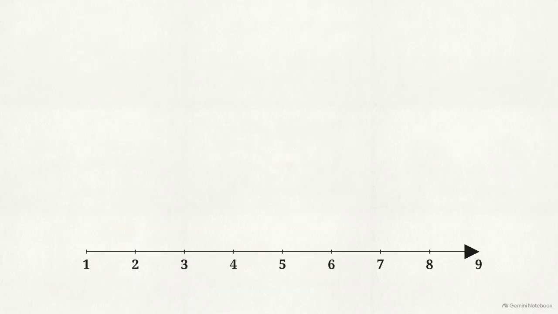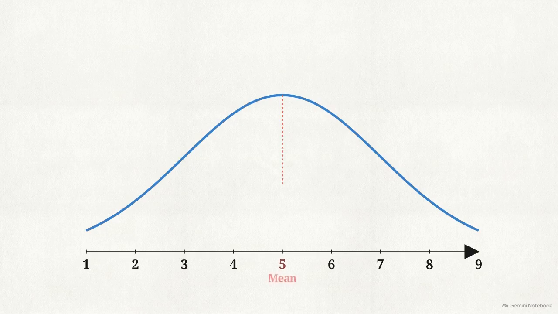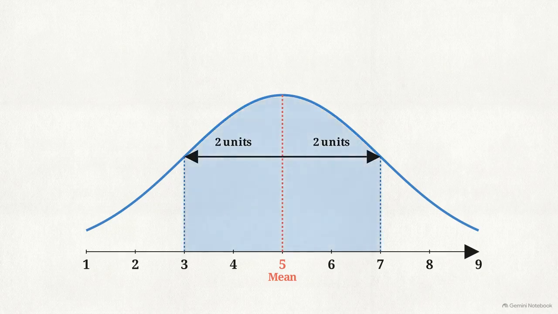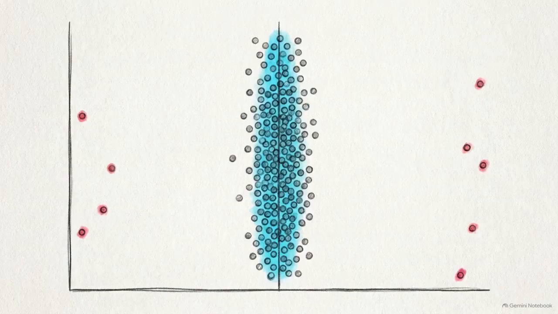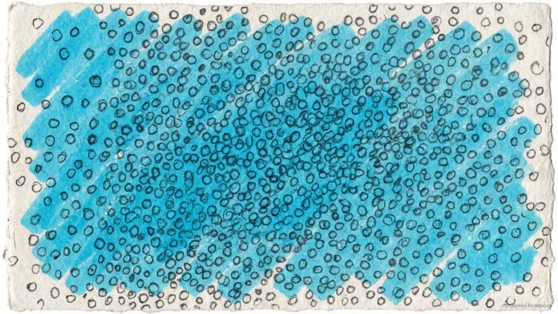When we apply this ruler to a bell curve, we see how the data clusters. By moving one standard deviation, 2 units, to the left and right of our mean, we define the area between 3 and 7. In many common data distributions, about 68% of all points will fall within this one standard deviation range. It shows us where the normal or expected values live.